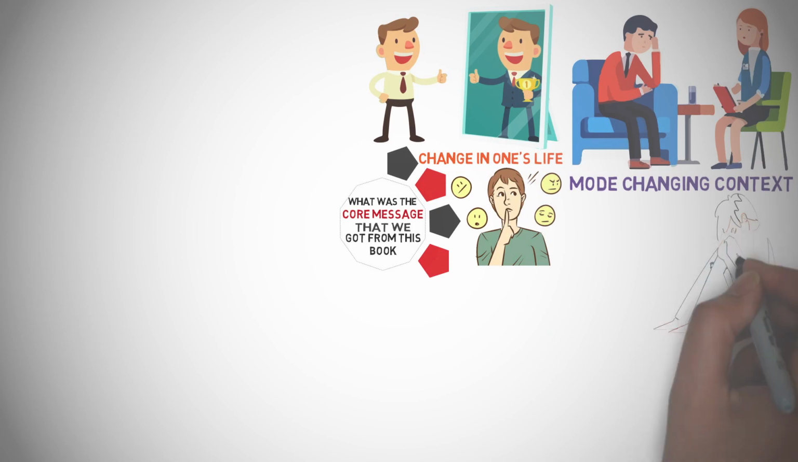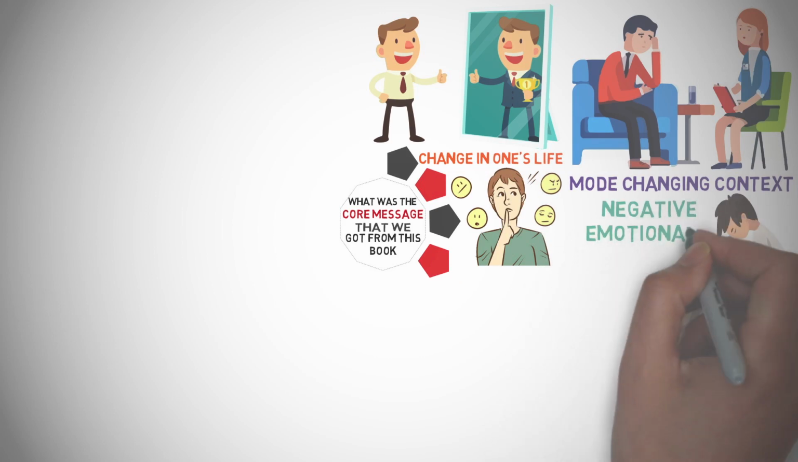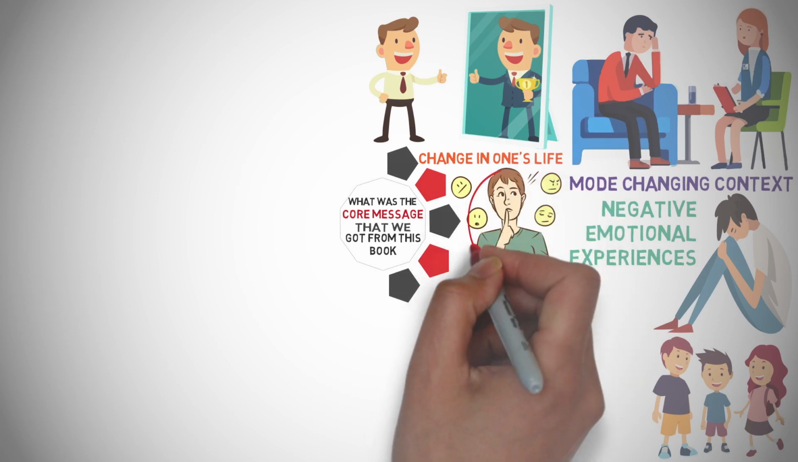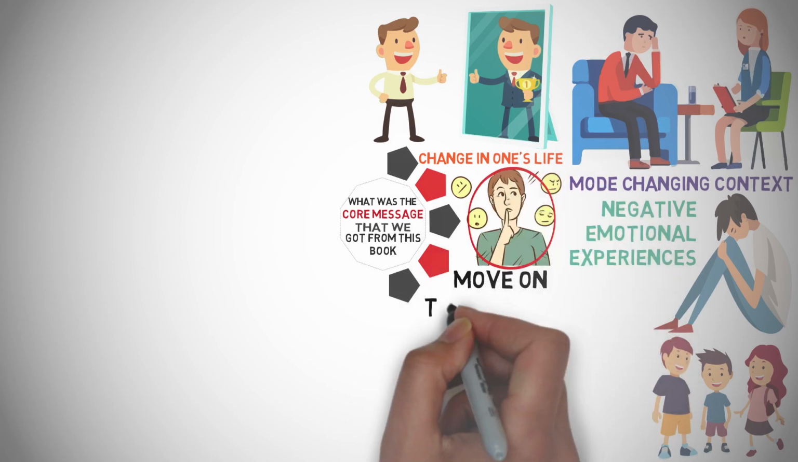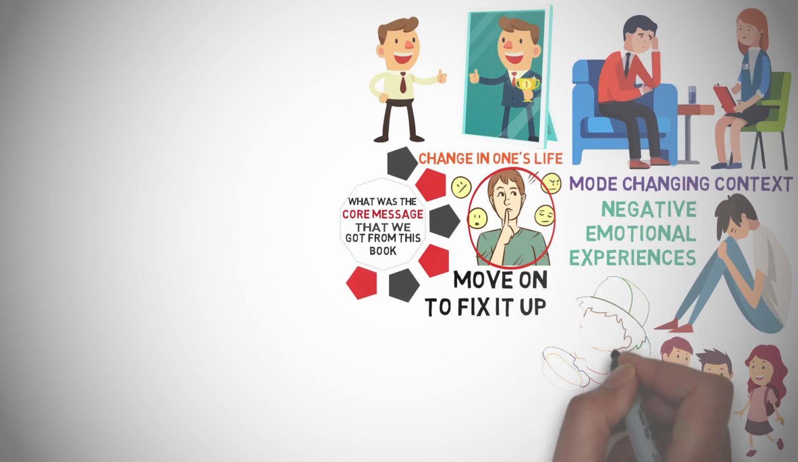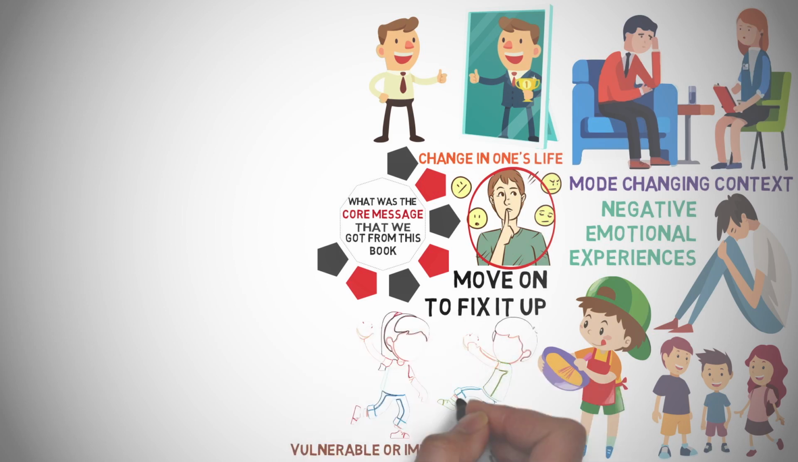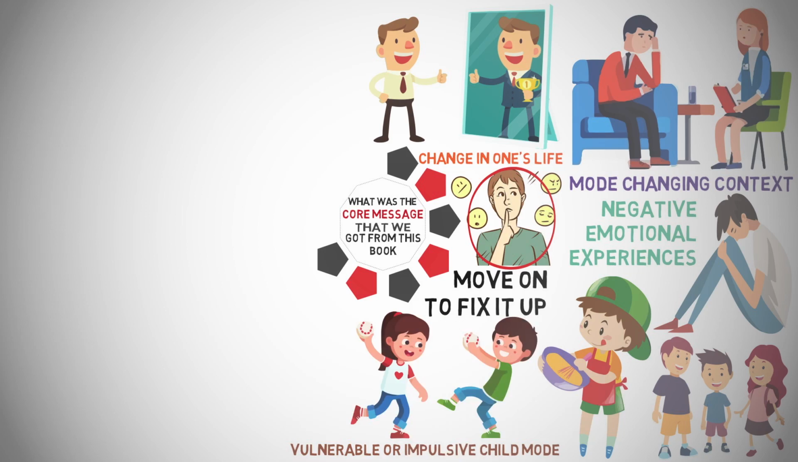The vulnerable child mode is triggered by the negative emotional experiences in childhood. You need to find the origins of your behavior before you move on to fix it up. Impulsive child mode results from the deprivation of basic emotional needs. Unlike the vulnerable or impulsive child mode, the happy mode must be sought as strength rather than an obstacle.